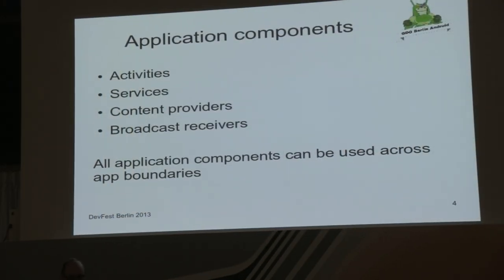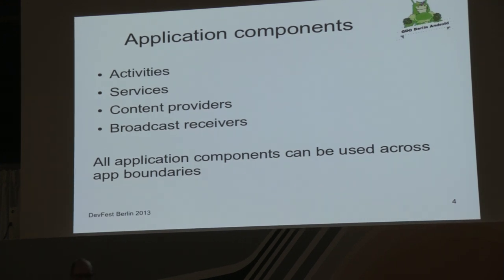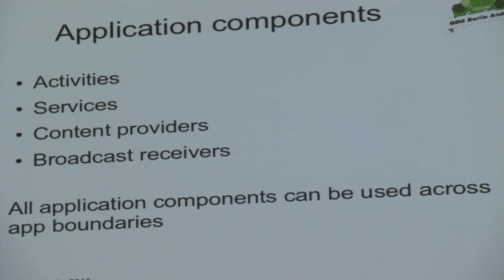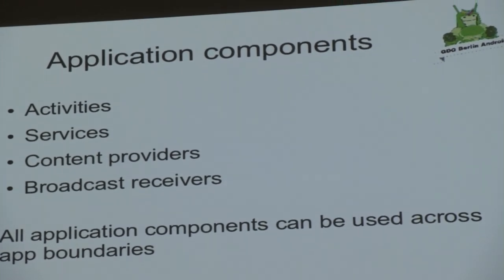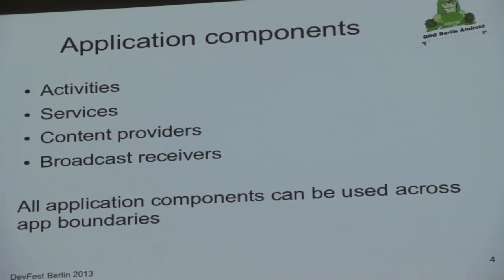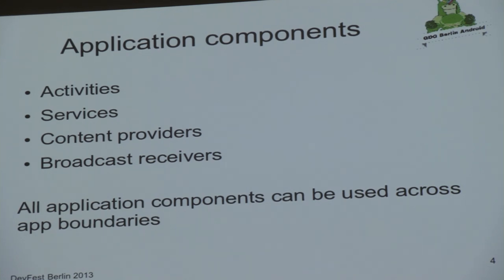Okay. Let's start with application components. That's basically the stuff you can implement to write apps on Android. If you were in the Android workshop, you probably know activities, but probably not the other ones. That's not that important. I will tell you a bit about them later. But those are the basic components. The important thing is you can also use components from other apps. So if you decide you want to write some component and expose it to other apps, that's very easily possible. And that's what this talk is about.